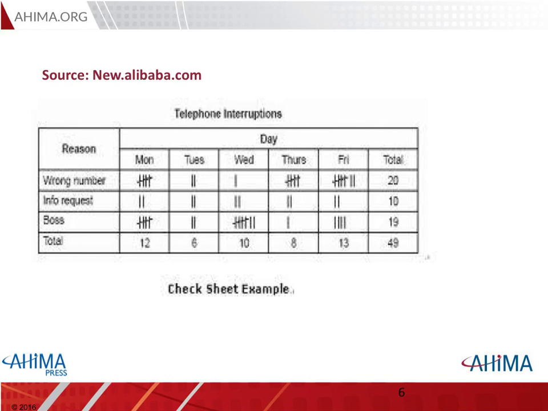In this example, we are tracking the number of times a staff member was interrupted by the telephone. The days of the week are listed across the top of our check sheet, and the reasons for the phone calls are listed along the side. Each observation or phone call that interrupted this staff member's work was recorded on this form. This was done every day for 1 week. At the end of the week, all of the phone calls or observations were totaled. By using this check sheet, we may be able to establish patterns once the data is analyzed.